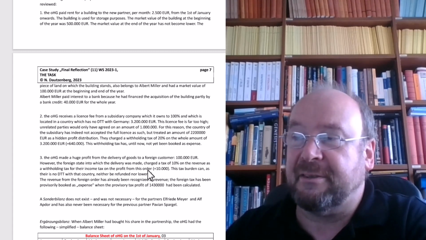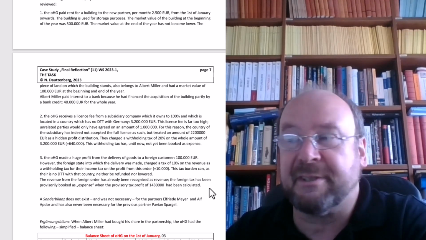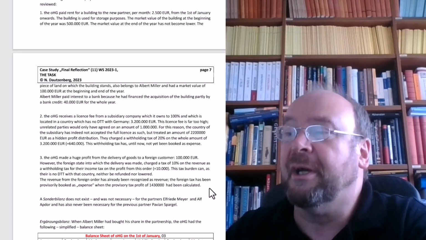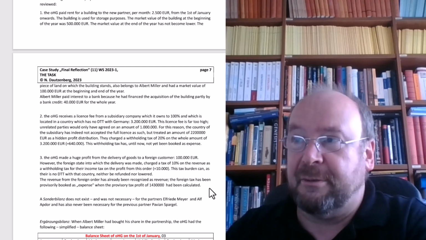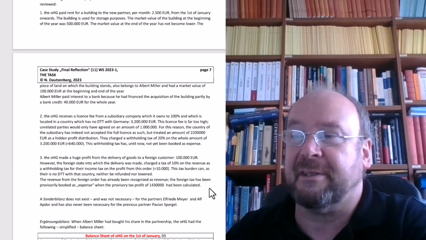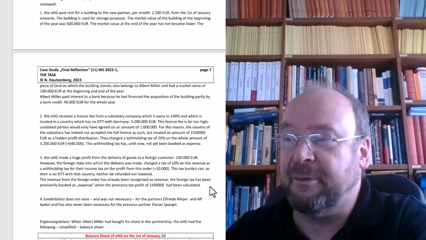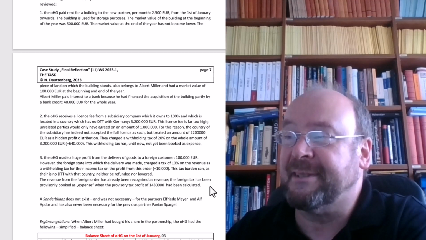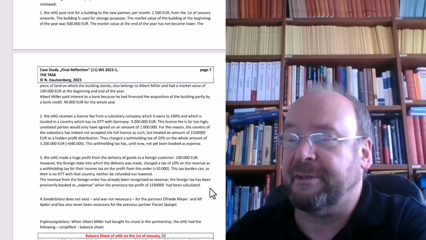The OHG made a huge profit from the delivery of goods to a foreign customer, 100,000. However, the foreign state into which the delivery was made charged a tax of 10% on the revenue as a withholding tax for the income tax on the profit from this order. So they took 10,000 euro as an income tax. This tax burden can, as there is no DTT with that foreign state, neither be refunded nor reclaimed nor lowered nor anything else. The revenue from the foreign order has already been recognized as revenue, and the foreign tax has been provisorily booked as expense when the provisory tax profit named above was calculated.